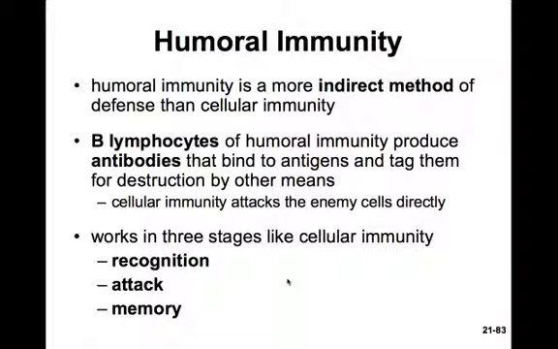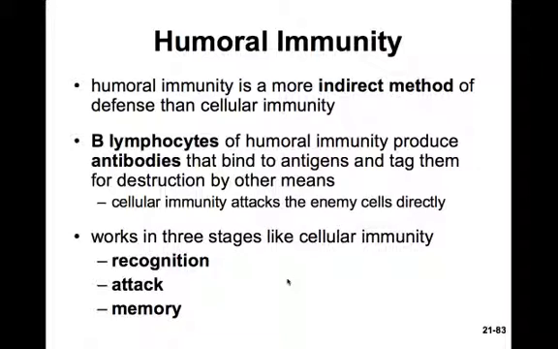So for the final section of this chapter, we'll look at humoral immunity. We've looked at 3 lines of defense. The first line were the exterior barriers like the skin and the mucous membranes. The second line were all the non-specific responses. And now we're looking at the third line of defense, which is immunity.